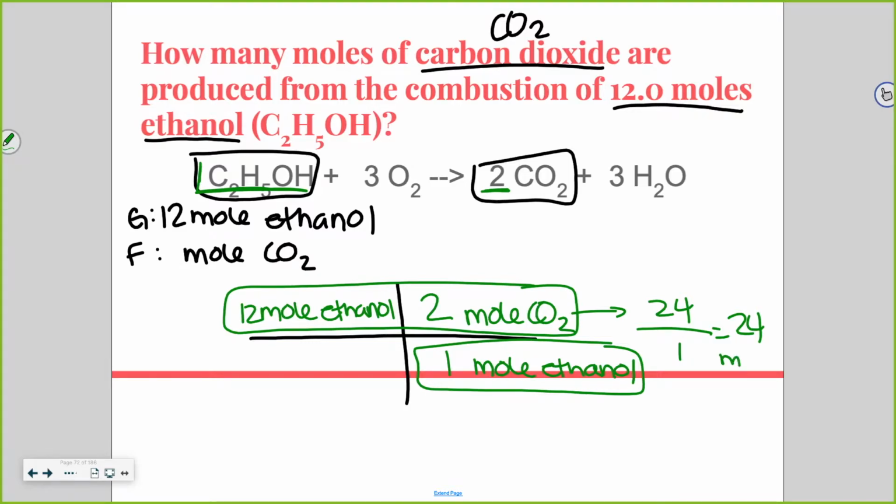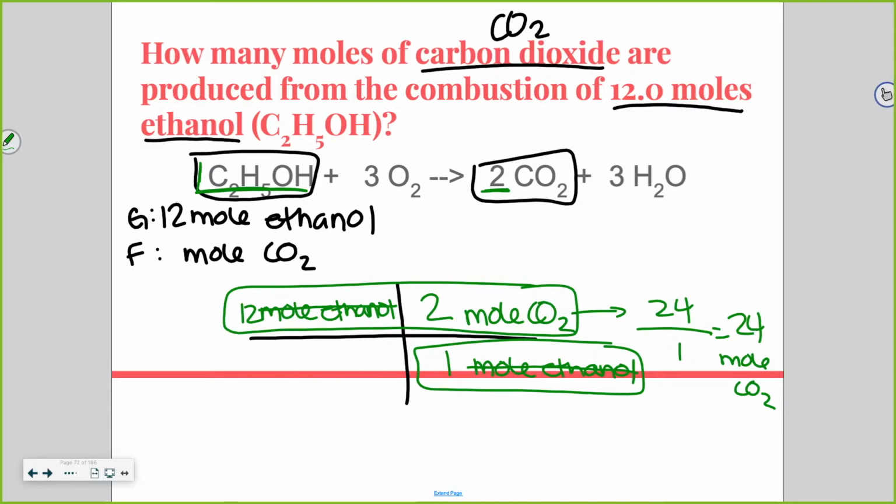What am I trying to find? Moles of CO2. Notice that is what's left after your numbers and units cancel. I'm left with moles of CO2. Is this one of the easier lessons? Yes, this is one of your easier conversions. You're mostly dealing with whole numbers.